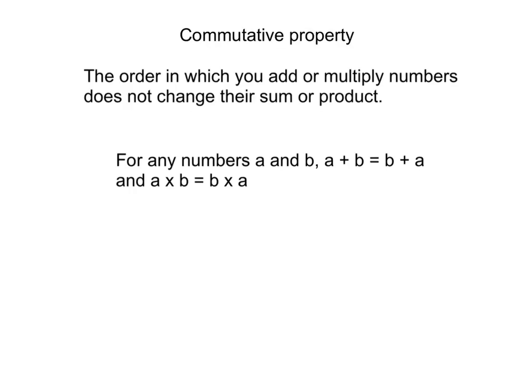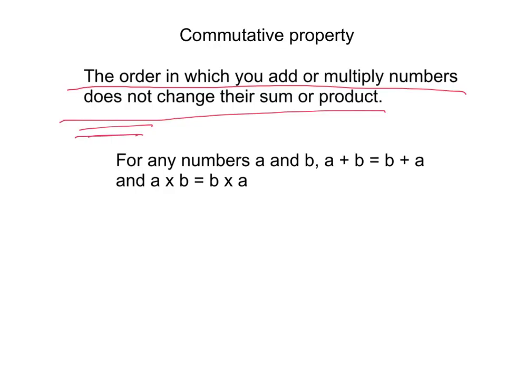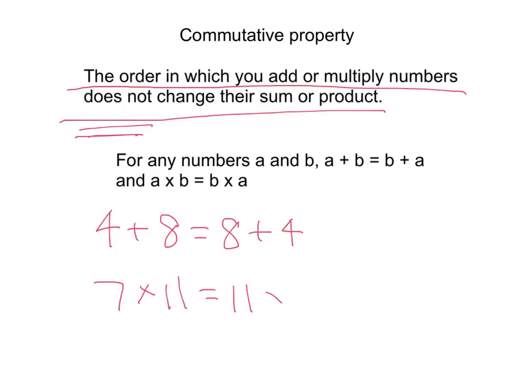This property states that the order in which you add or multiply numbers does not change their sum or product. So for any numbers a and b, a plus b equals b plus a, and a times b equals b times a. So if we look at this in number form, 4 plus 8 equals 8 plus 4, or 7 times 11 equals 11 times 7. So it doesn't matter which way you write these numbers, the answer still turns out to be the same.